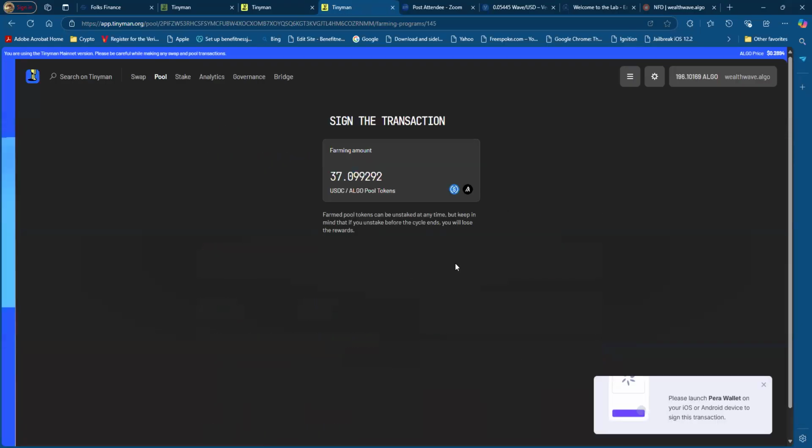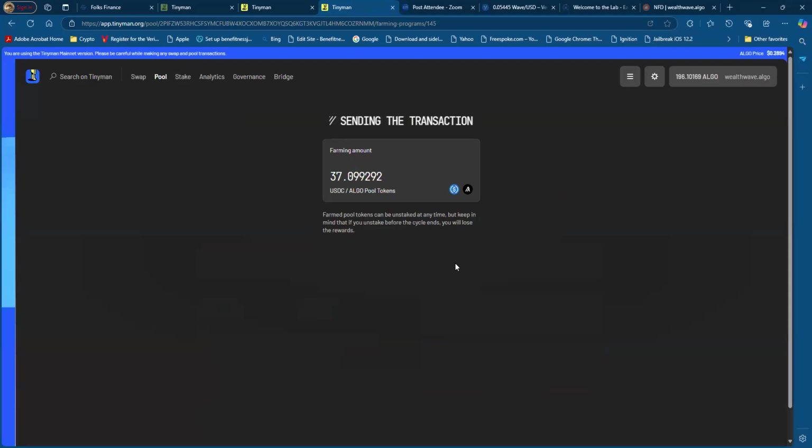And some liquidity pools will actually let you farm two to three times.